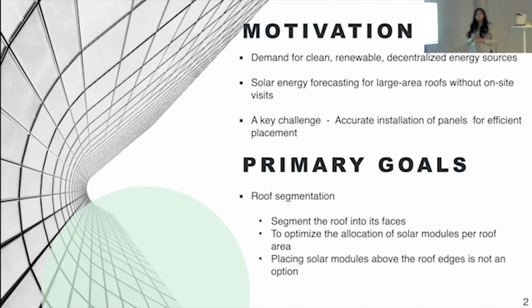And keeping that motivation in mind, our primary goal is roof segmentation. What I mean by that is basically if you have a roof, to segment it into its faces. We just have a few basic rules, which is not to place solar panels on the edges of the buildings because that's not efficient, and also to use the space that we have effectively when we place these modules.